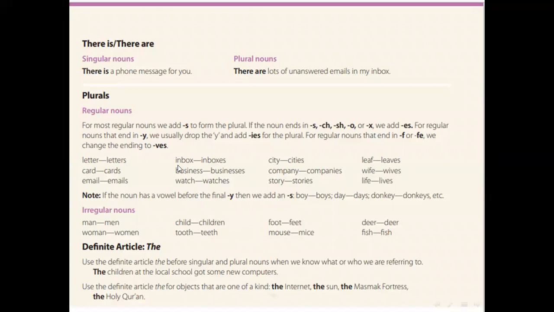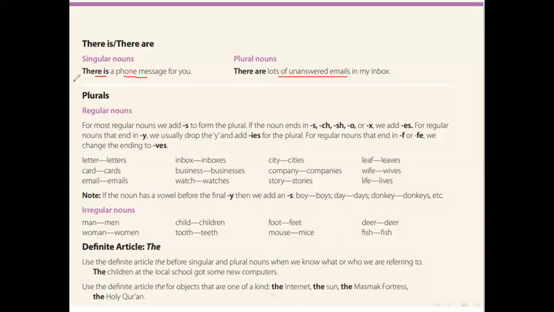Okay, now what's the difference between there is and there are? Excellent. It's very simple. There is for singular nouns and there are for plural. Perfect, my dear students. There is a phone message for you. Here the subject is singular, so we use there is. Perfect. Another example, there are lots of unanswered emails in my inbox. The subject here is plural, so we use there are.